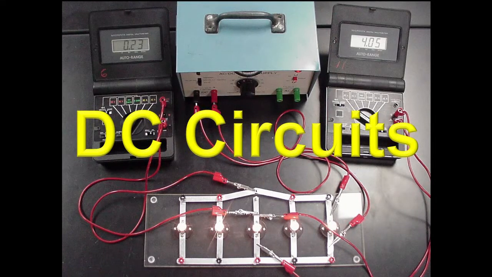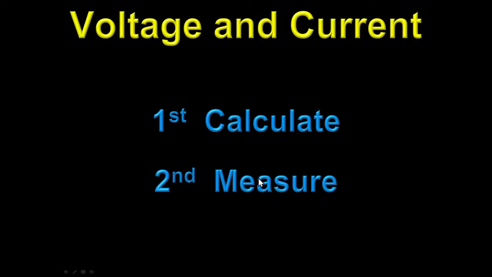DC circuits stands for direct current circuits. So we're going to plug into either a battery or a power supply, and current is always going to be flowing the same direction through this circuit. With this, there's two things we want to do in this video.